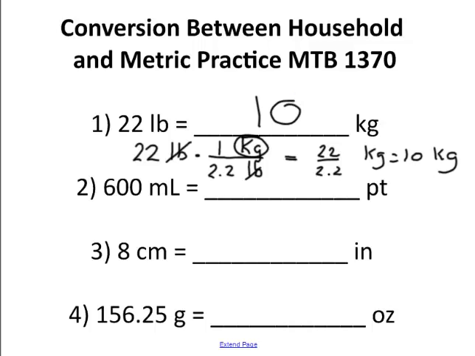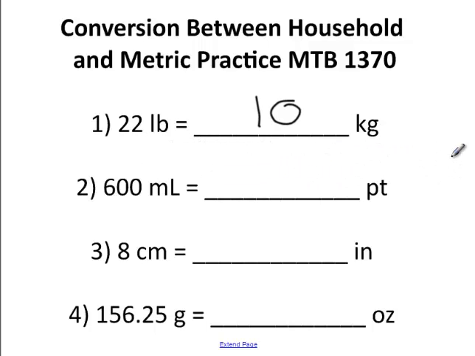Now for the second problem, we begin with milliliters and we have to convert to pints. So in order to do that conversion, we have to know an equivalent or an approximate equivalent between milliliters and pints. So again, start with what you're given, which would be 600 milliliters. Multiply that by a unit fraction with milliliters in the denominator and pints on the top.